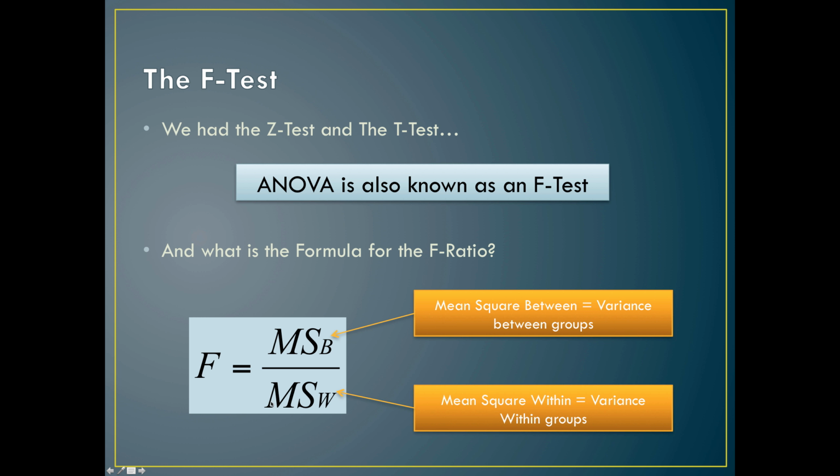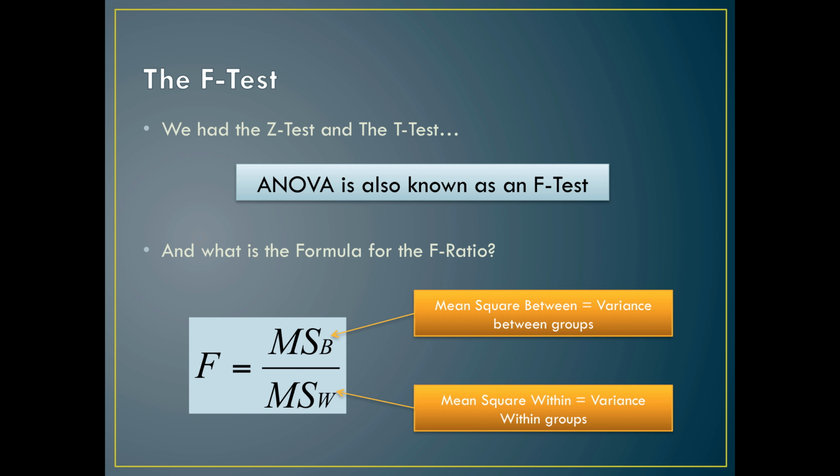squares within. So the way I remember this, because a lot of students usually confuse which one goes on top, MSB or MSW, I say to myself that B comes before W, so B goes in the numerator, W goes in the denominator. So if I give you a word problem with the MSB and the MSW, then you can use this formula.